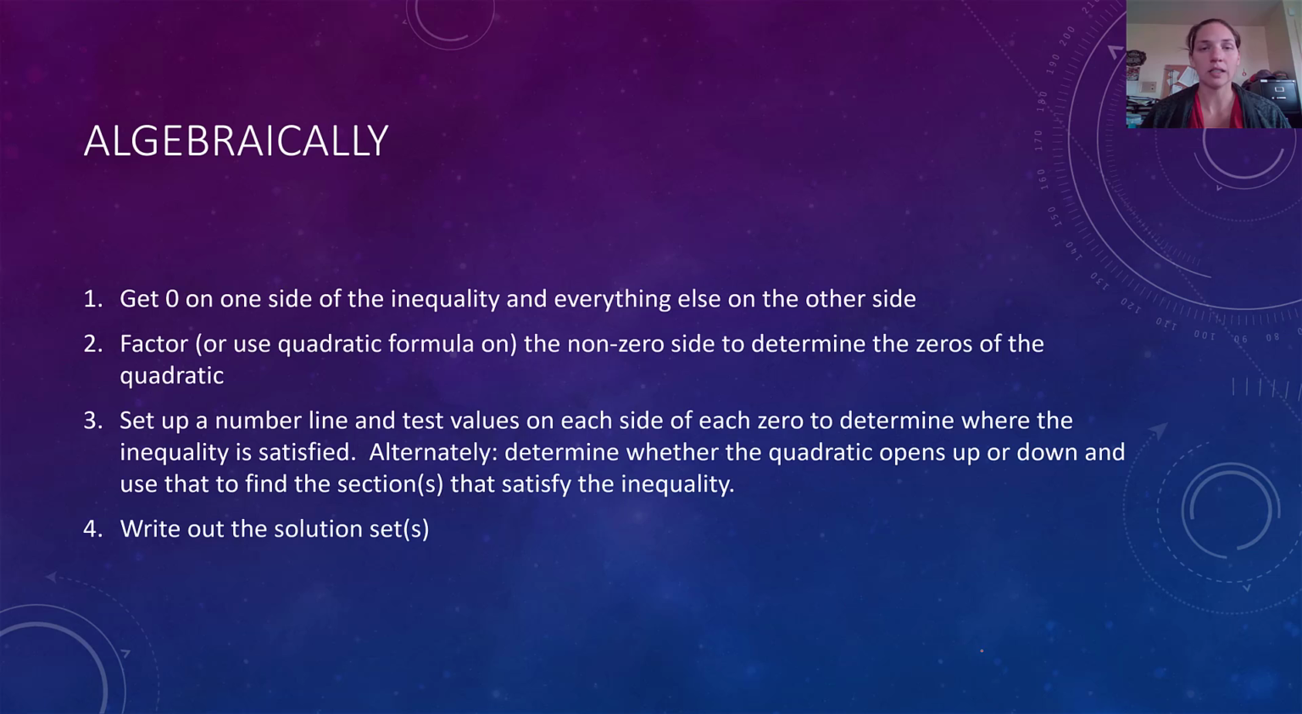Then we're going to set up a number line, and we're going to test values on each side of those two zeros, or maybe there's only one, but we're going to test values on each side to know what's happening with the quadratic in each of these places. The other way to do that, instead of making a number line, is to say, okay, does this quadratic open up, and therefore it's lower in between them? Or is it open down, and so it's higher in between? And then you write out your solution. So let's do that.